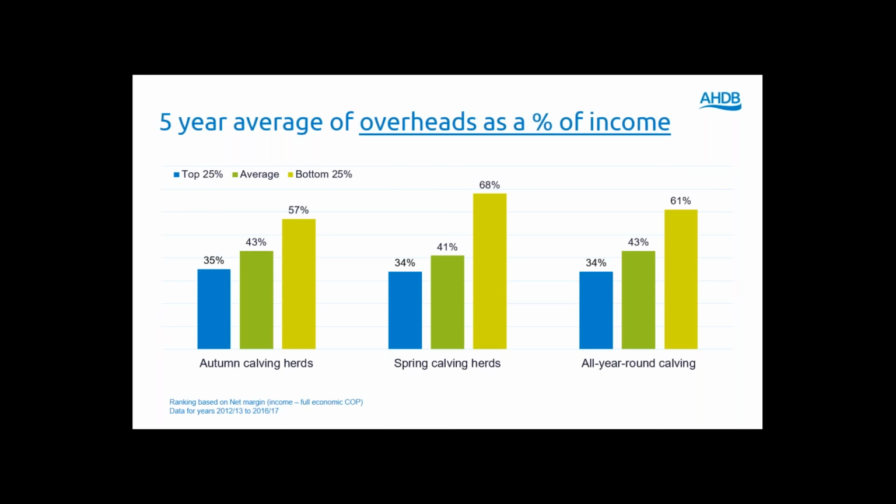Basically for those bottom 25%, most of their income goes towards just covering their overheads. That's before you take into account any rent and finance. So if you include that as well, it's even more. That's why it's quite a significant performance indicator: if you can keep those overheads as a proportion of income relatively low, you've got a good chance you're going to be performing well. Okay.